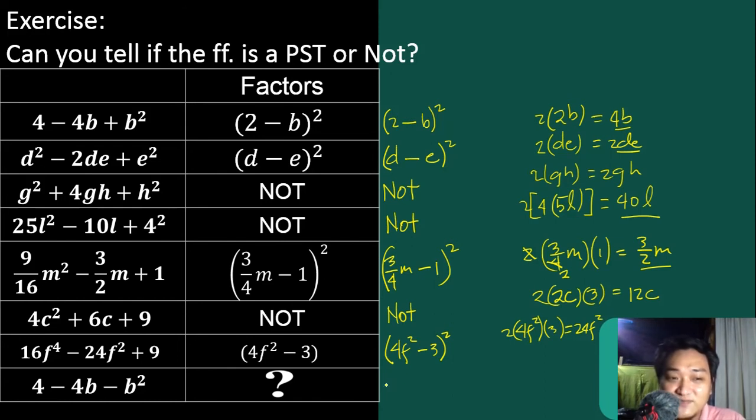The last but not the least is 4 minus 4b minus b squared. So again, i-check uli natin kung perfect square siya. The square root of 4 is 2. The square root of b squared is b. Times 2 natin pa. That is 4b. But wait. Wait lang. Oo, 4b nga yung middle term. Tama tayo. 4b yung middle term. Can we say that this is a perfect square trinomial? Hindi po. Because yung operation sa third term or sa last term is negative. And since it should be positive for this trinomial to become a perfect square trinomial, the answer is not.